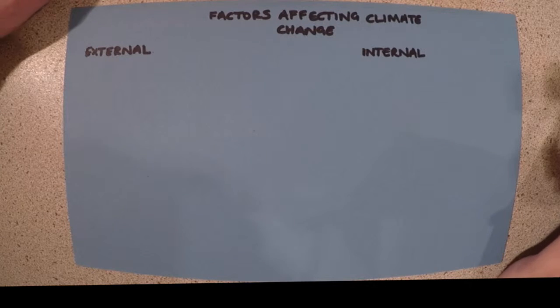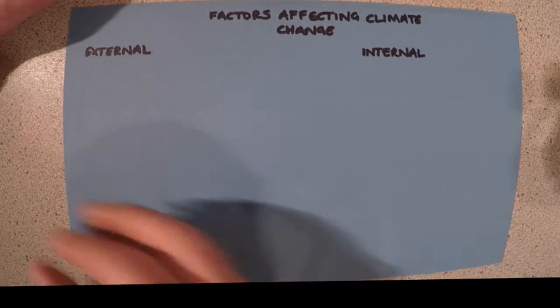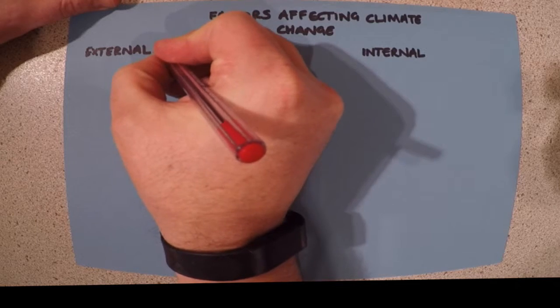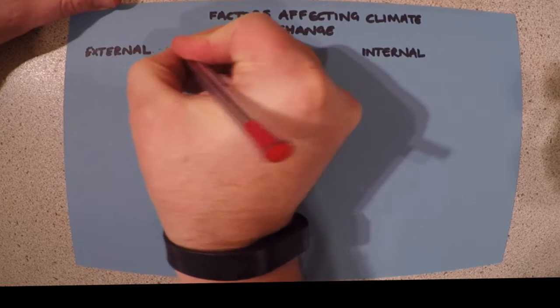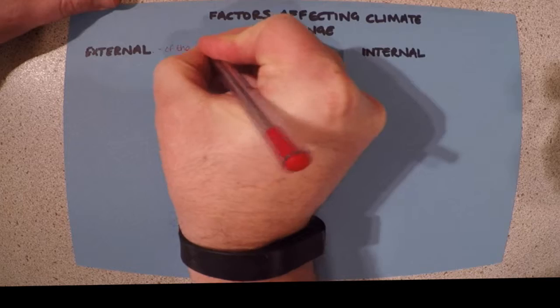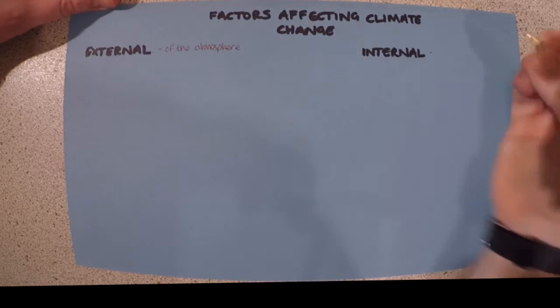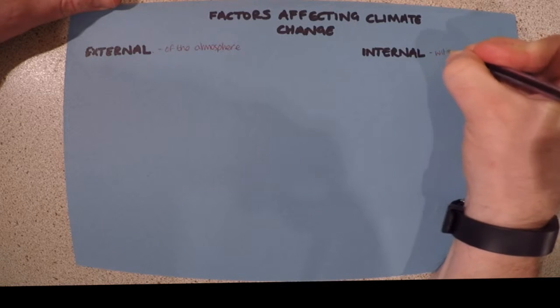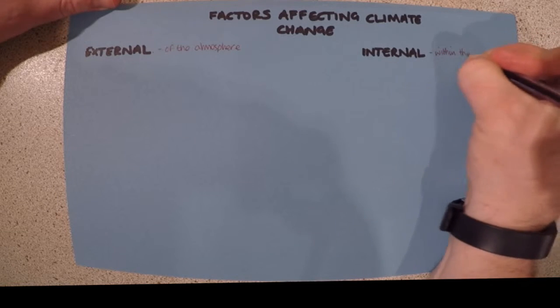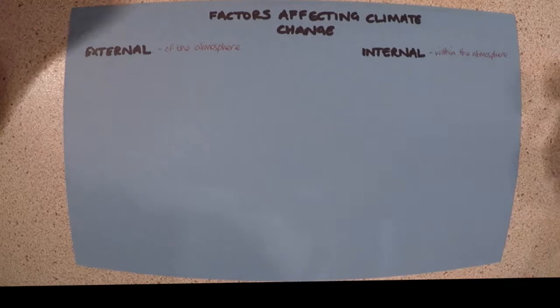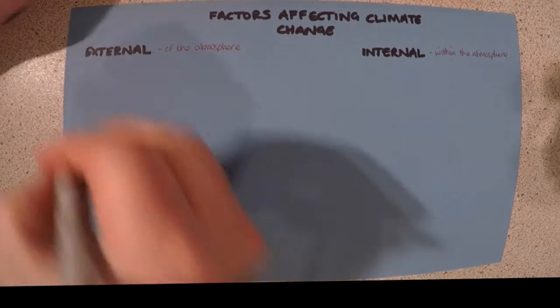Right, we're now going to look at the factors affecting climate change, and we can split these into two. There are the external factors, which are the ones that are external of the atmosphere. So things basically that happen in space. And the internal factors, which are those, of course, therefore, within the atmosphere.